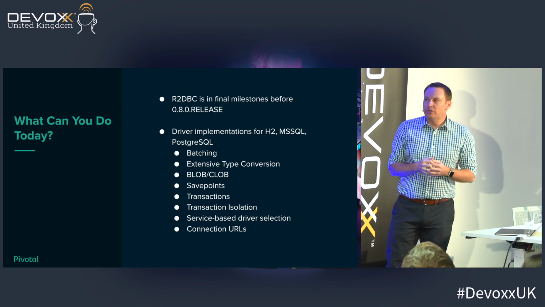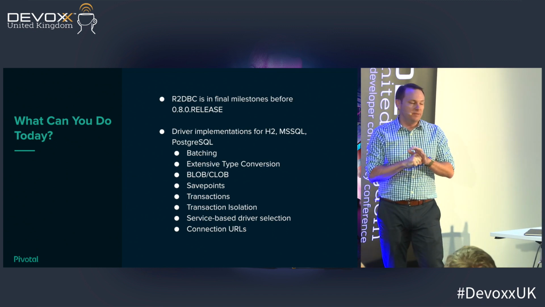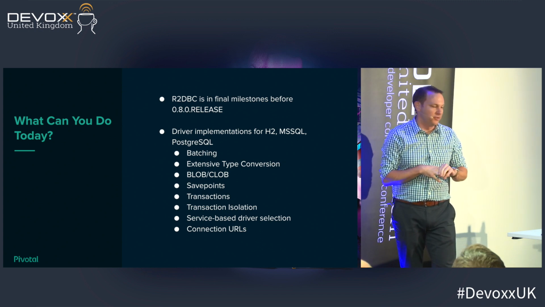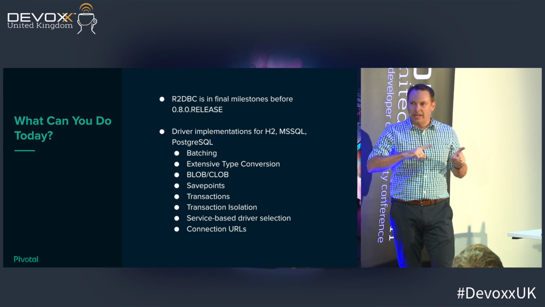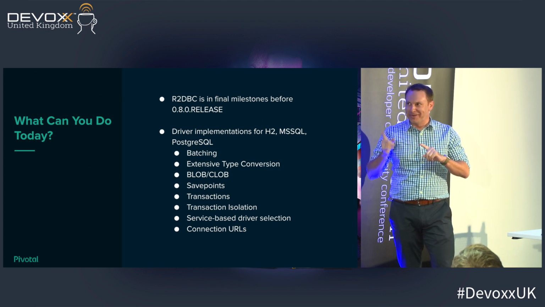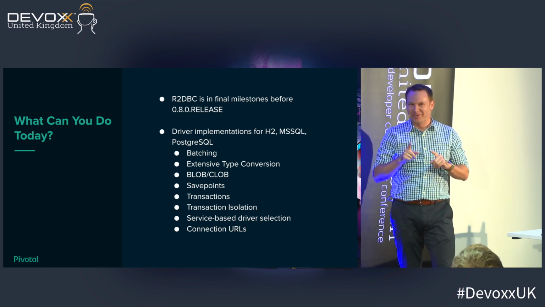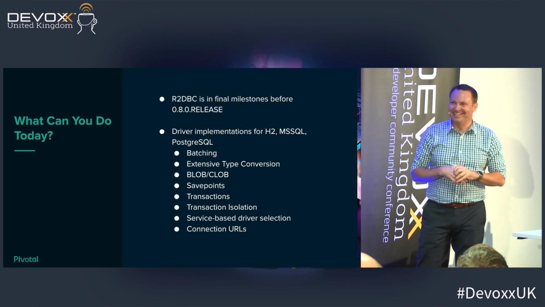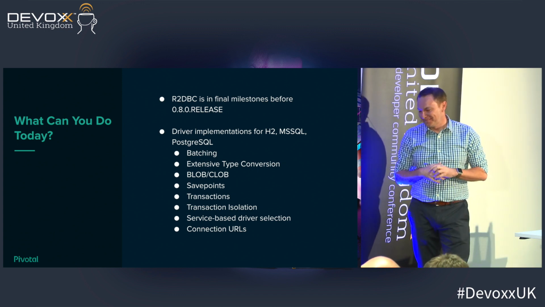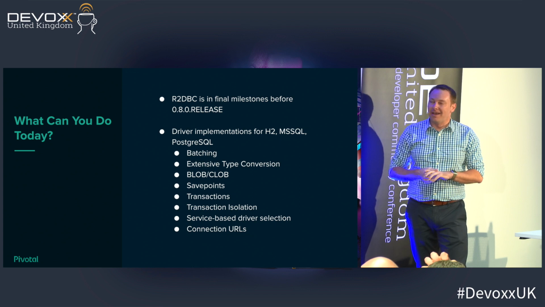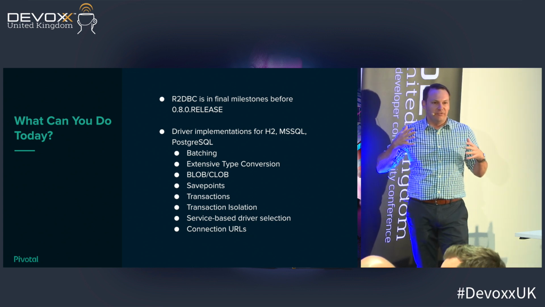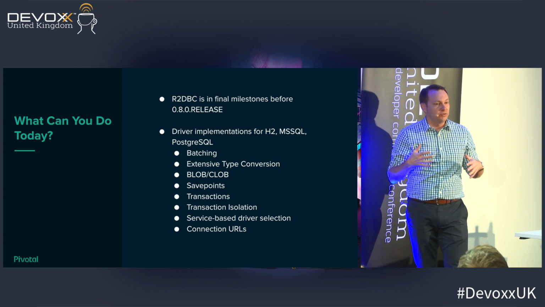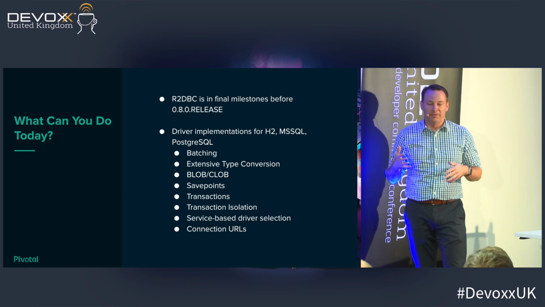So what can you do today? R2DBC itself is in the final milestones before a 0.8.0 release. In fact, at lunch today, I was supposed to have done a release, 0.8 M8. I didn't do it. I'll do it either tonight or tomorrow morning, depending on when we get the release notes finished. But what we're effectively signaling here is we believe that this specification is production ready and other vendors should start implementing it.